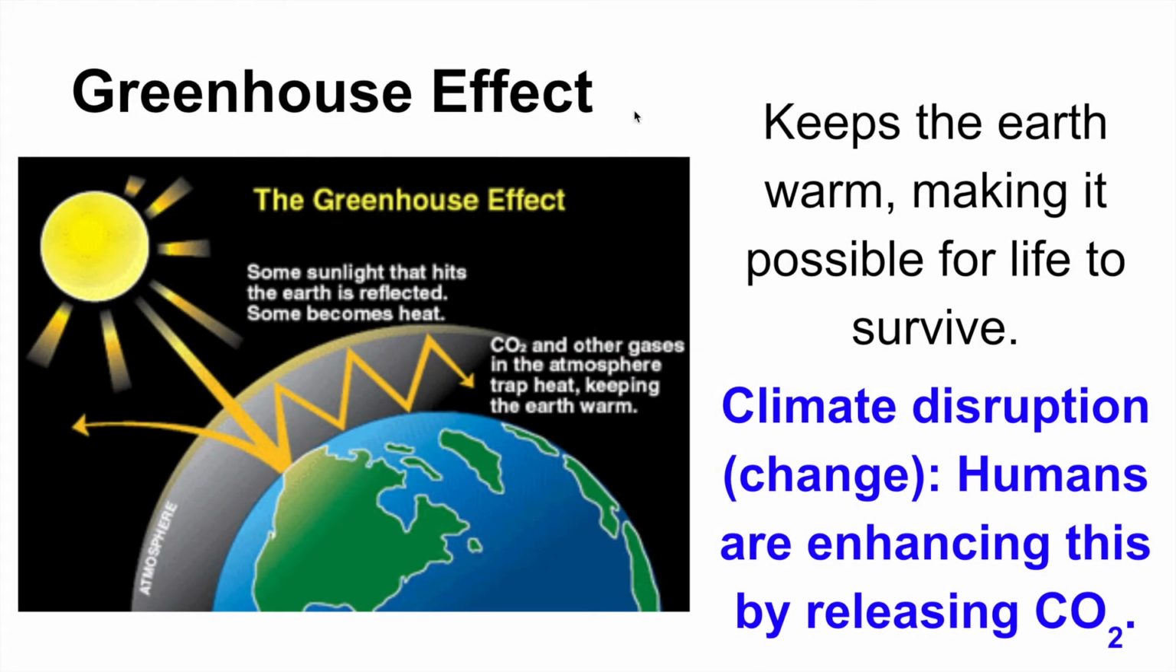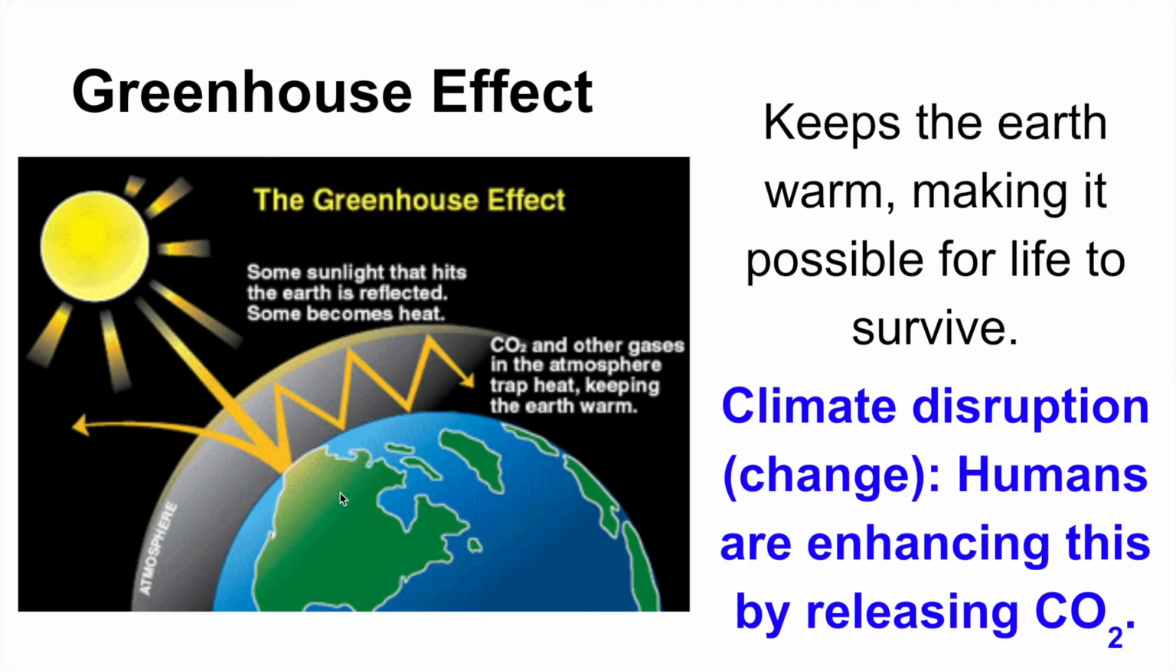Now, the greenhouse effect, well, this is what keeps the Earth warm, making it possible for life to survive. So potentially climate disruption, like releasing carbon dioxide in the atmosphere, can trap more of this light. The way that this works is the sun is going to project light that's going to hit the surface of the Earth.